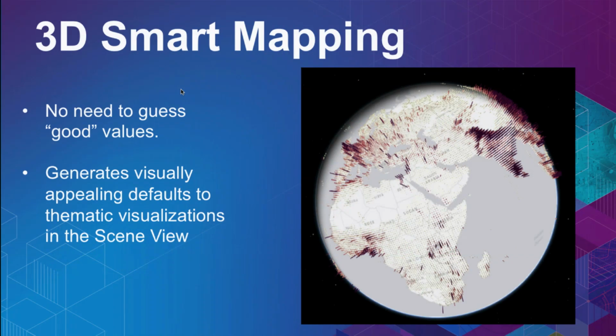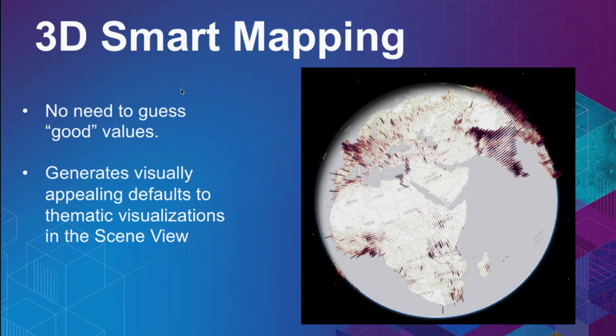3D smart mapping, this is pretty new. This is new as of this year or the end of last year. The concept of smart mapping is that you don't need to guess the good default values. You can have them generated for you based on statistics. It's all about trying to get a good default. You certainly don't have to use what is returned from the smart mapping APIs, but it's a place to start, and it's also a great way to explore your data if you're unfamiliar with it. This has been really popular in ArcGIS Online with 2D, and we're excited to release it in 3D.